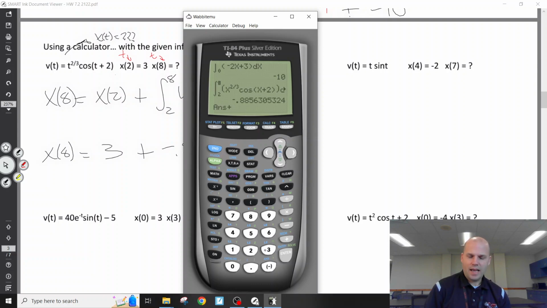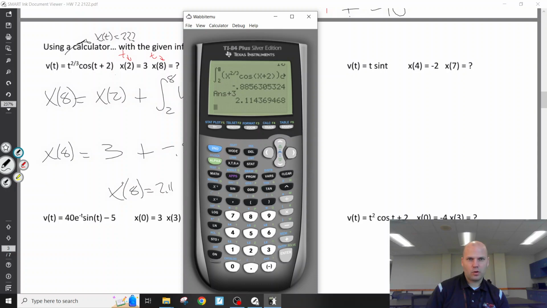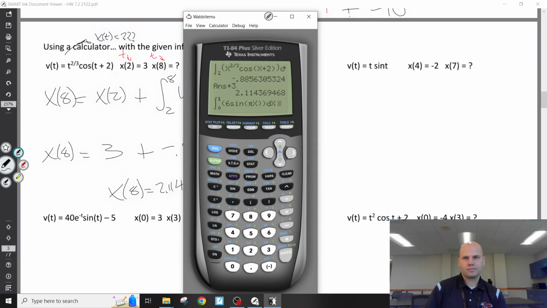That's not a new position. That's how far away I am from my starting position. My starting position was at 3. My new position at time 8 is 2.114. Okay. Did we do t sine t? Yes. There's t sine t from 0 to 1. Oh, well, whatever. Now we're doing it from 4 to 7.